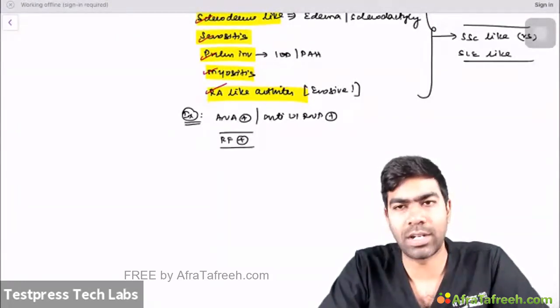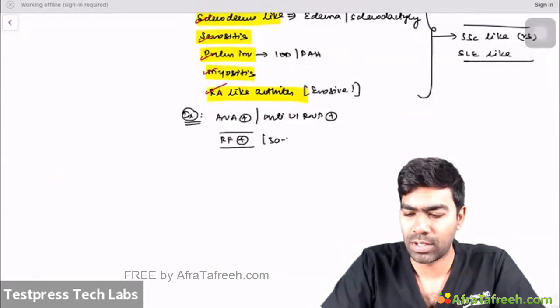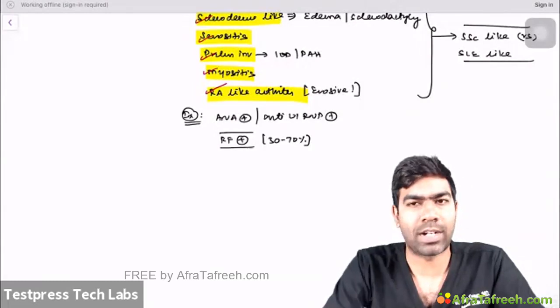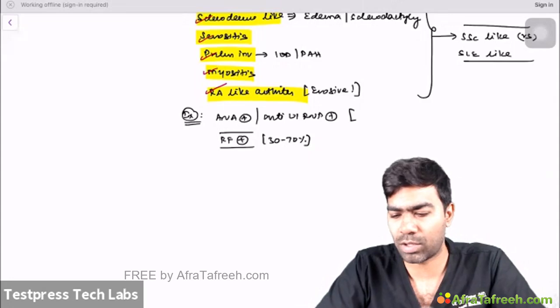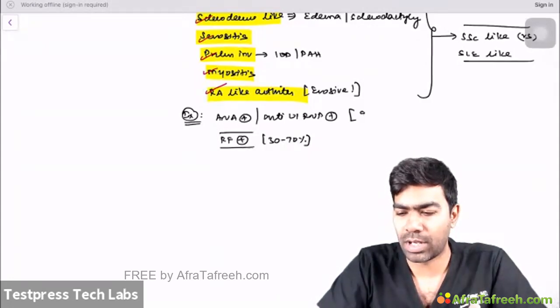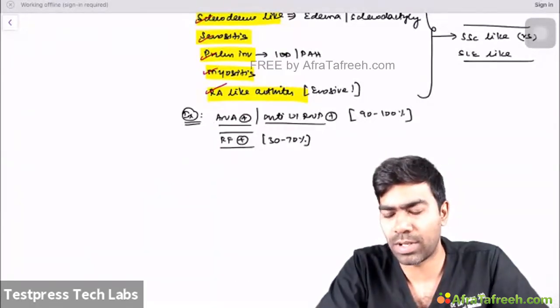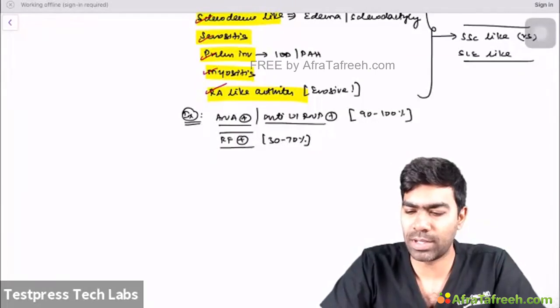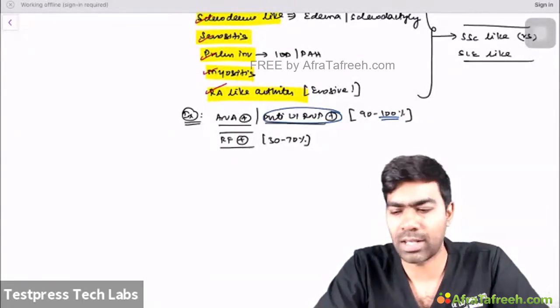That's also seen in many patients, almost 30 to 70% of the patients may have rheumatoid factor positivity. And as far as ANA and U1-RNP are concerned, approximately 90 to 100% of the patients will have ANA positivity and anti-U1-RNP positivity. So U1-RNP is considered to be extremely sensitive, which means almost all patients with MCTD will have some form of ANA, that is, anti-U1-RNP positivity.